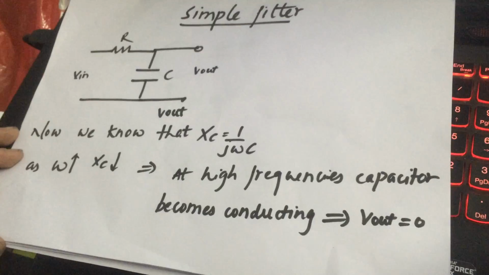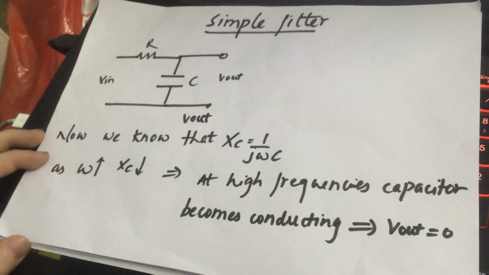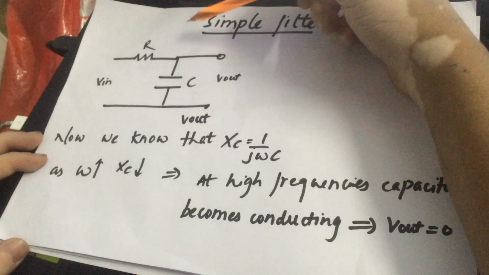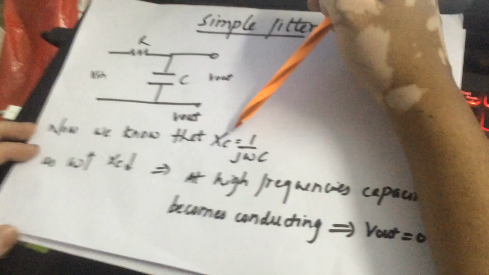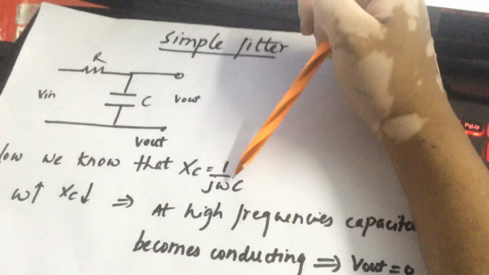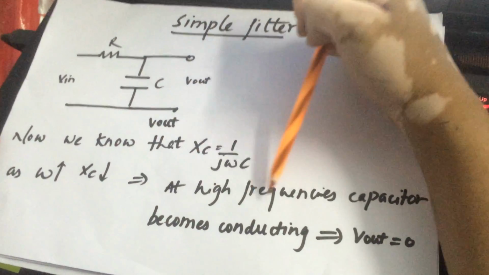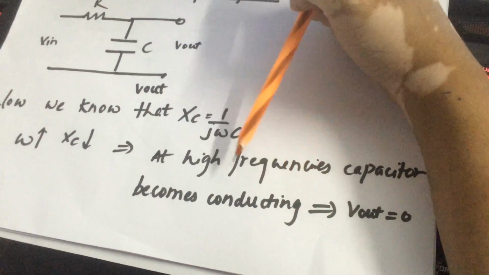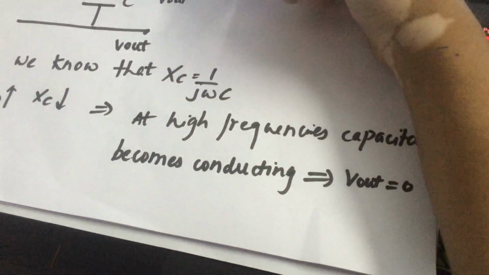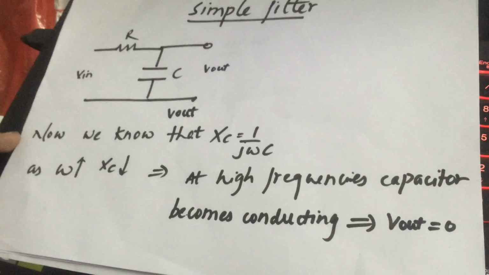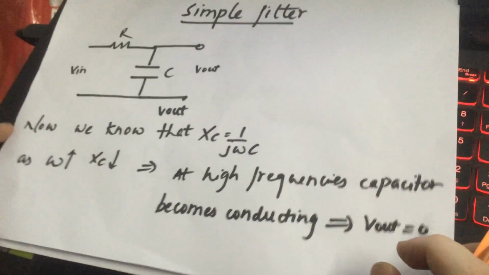The simplest RF filters are made using L, C and R elements. Here we have a very simple RF filter consisting of a resistance and a capacitance. Now we know that the reactance of the capacitance is dependent on the frequency as 1 upon j omega c. As omega increases, Xc decreases. At high frequencies, the capacitor becomes conducting, and therefore these points are shorted, and hence V output becomes 0. Therefore, we are filtering out the high frequency signals from the original signal.